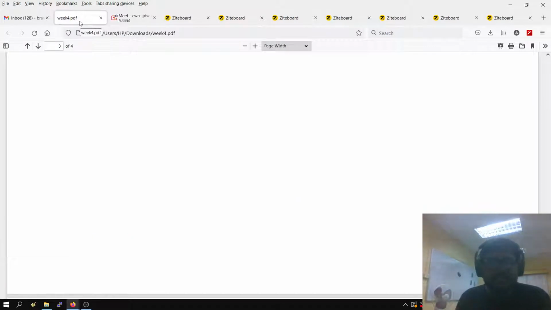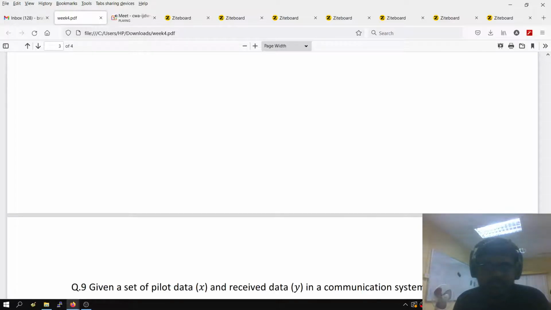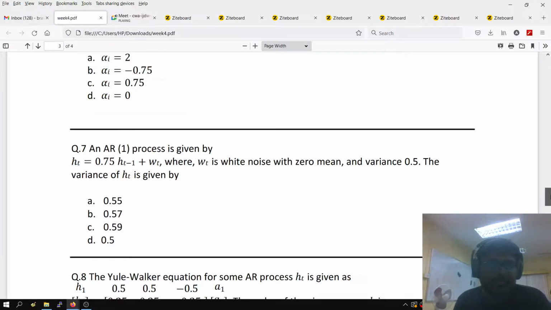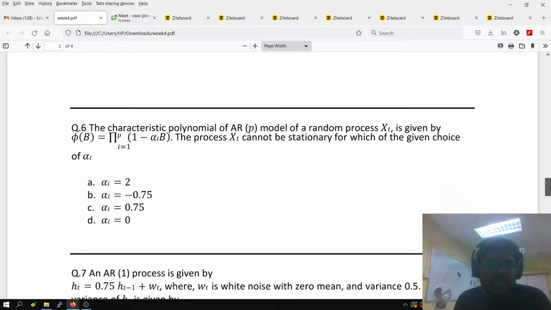So let us go to the next question. I will come to question number 5 at the last. Here is question number 6. Given the characteristic polynomial of an AR(p) model of a random process xt, given by phi of B, which is the product of 1 minus alpha_i B, the process xt cannot be stationary for which of the given choices. Can anybody answer this question?